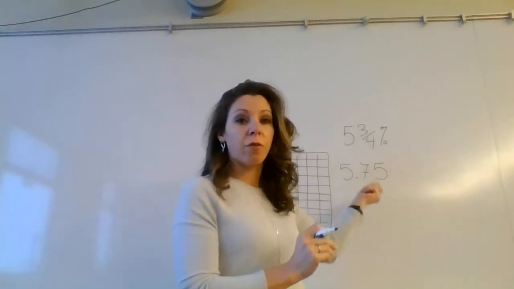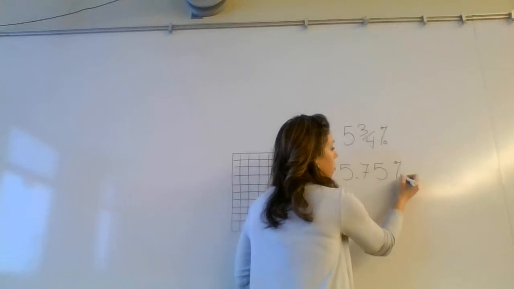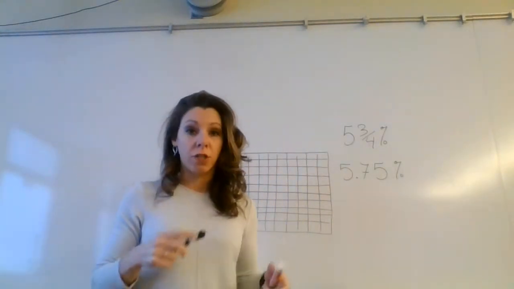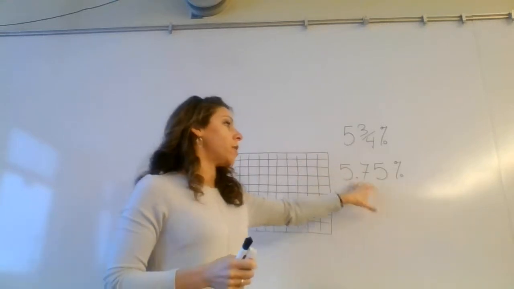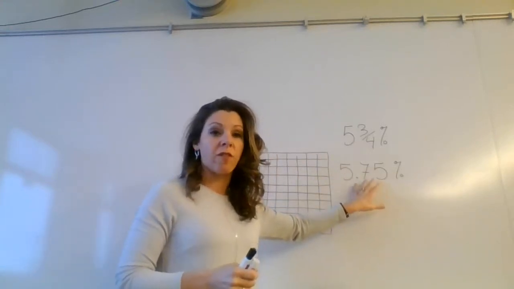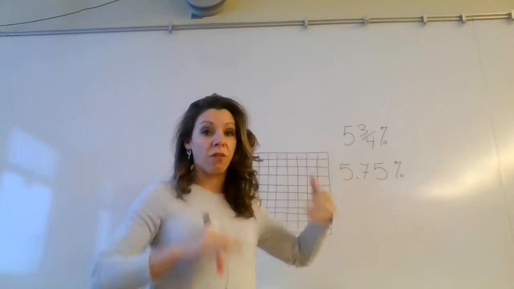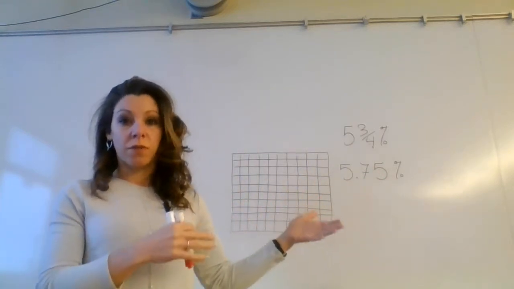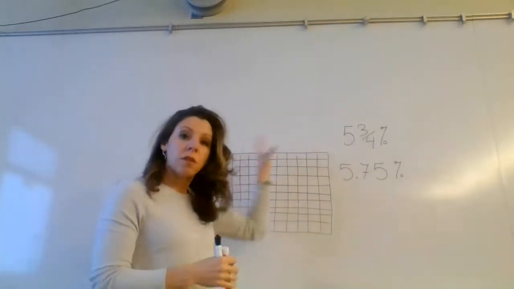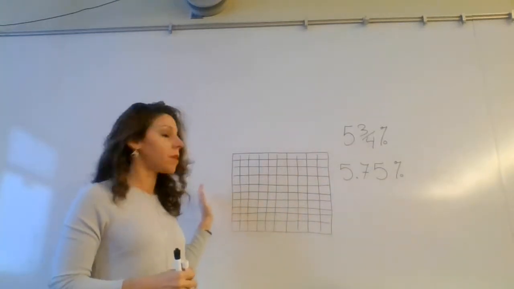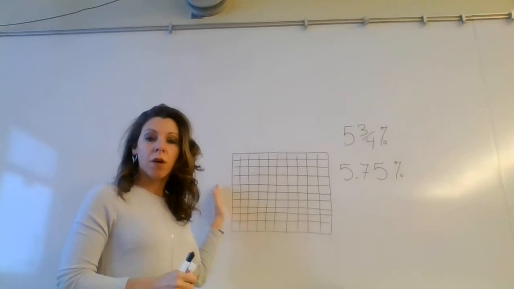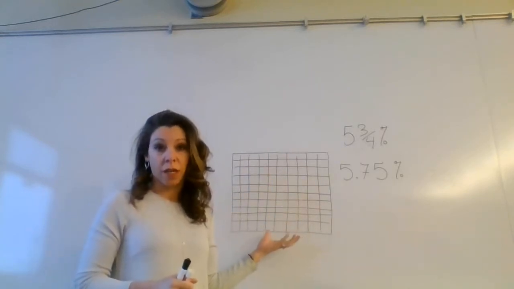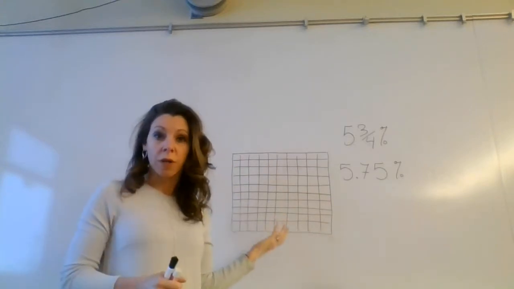This is really 5.75%, not just 5.75. And percentages are out of 100. So we need to think about this 5.75 as 5.75 out of 100. One way we can help model this for students is to give a little bit of a visual, to create a 10 by 10 board or 100 squares to represent the entire 100%. Each box would represent 1%.